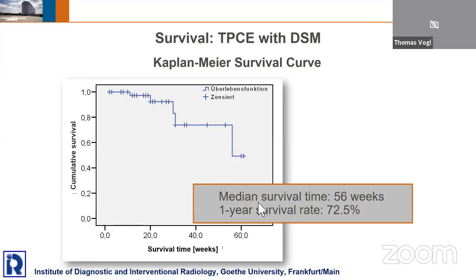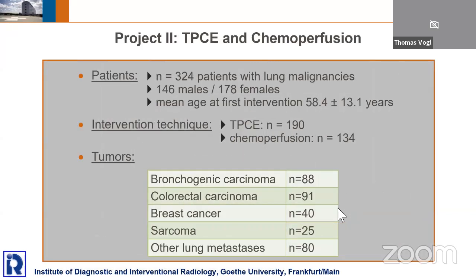If you look at survival, what is this chemoembolization of the lung doing? If you use DSM or lipiodol, we see that in those patients we had, in general, a median survival time of 56 weeks and a 1-year survival rate of 72%. It was the initial series. I will show you later some new data on the lung malignancies. Currently, our experience is mainly on metastasis. You see by far the most are colorectal carcinoma, because we see them also for the liver work, then breast cancer, sarcomas, and the others are primary lung tumors.